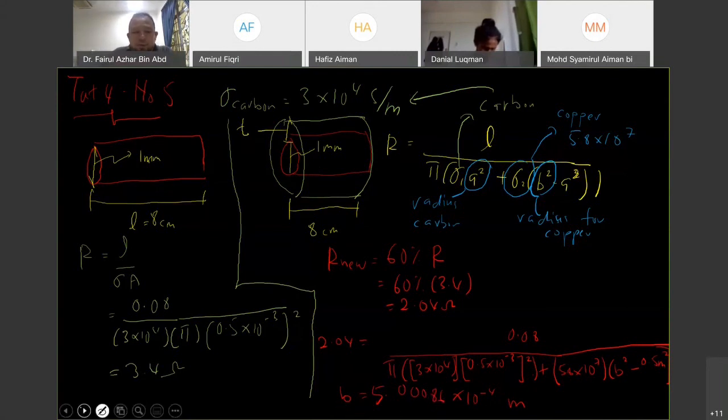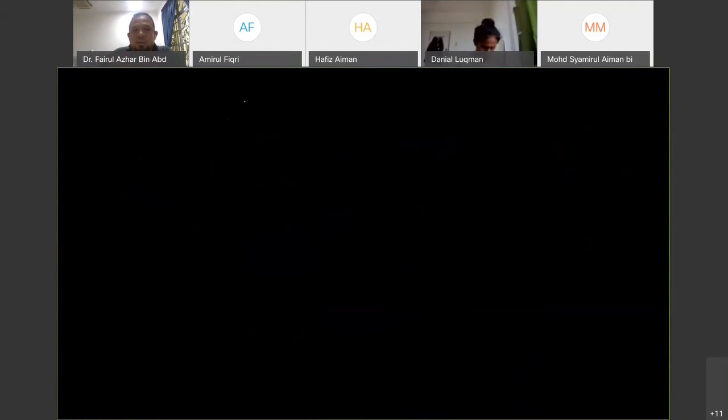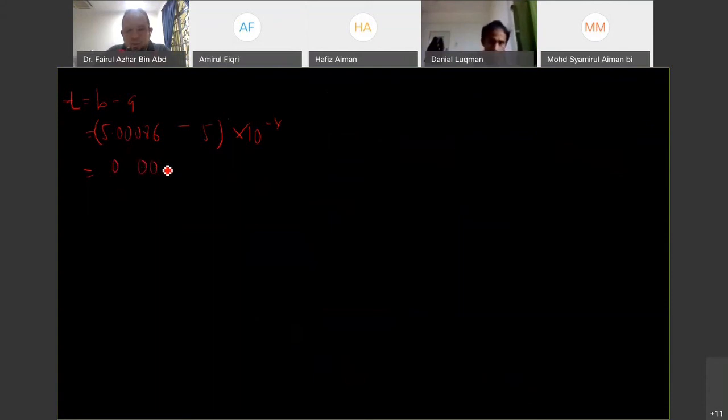Then we need to find the thickness of the copper layer. So T is equal to B minus A. B is 5.00086 minus 5, times 10 power of minus 4. So we will have the answer, which is equal to 0.0086 micrometer.